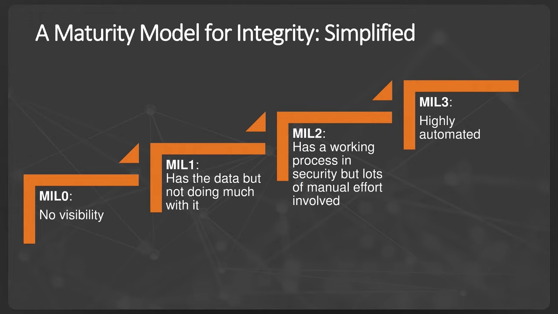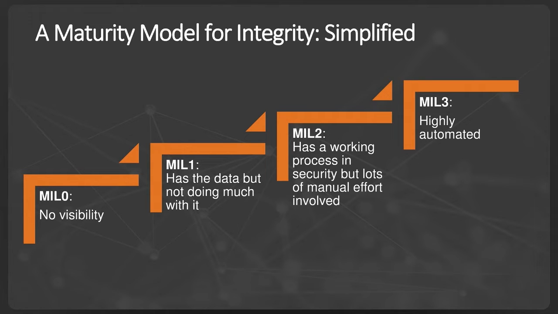If you're at maturity indicator level 0, it means you have no visibility into the integrity of your critical systems and applications and business processes. You're just not looking for the information. You don't have a way of gathering it, and you're certainly not doing anything with it.